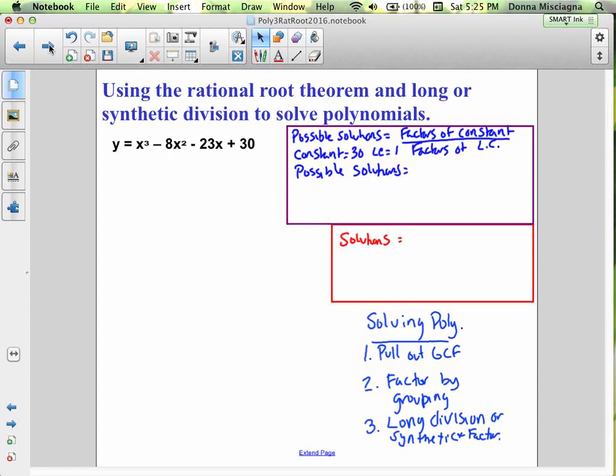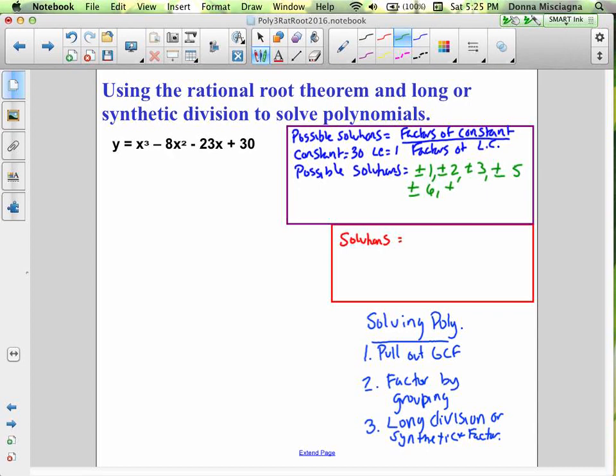All right, so possible solutions are going to be the factors of our constant term divided by the factors of our leading coefficient. The constant term is 30. So we have plus or minus 1, plus or minus 2, plus or minus 3, plus or minus 5, plus or minus 6, plus or minus 10, plus or minus 15, and of course, plus or minus 30. Right, and now we have to pick one. And notice, by the way, factor by grouping would not be a good choice here. Look at our coefficients, 1 and -8 and -23 and 30. Not anything really in common here.